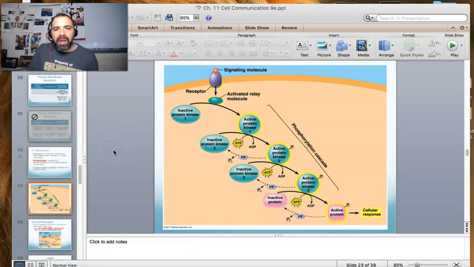Now, if you notice, the signaling molecule is not going into the cell. That reception will then activate a relay molecule. So inactive protein kinase 1 becomes active. Then active protein kinase 1 can activate 2. 2 becomes active, activates 3. 3 becomes active. And then active protein kinase 3 can then activate the protein and lead to cell response. So going from 1 to 3, that is a phosphorylation cascade.